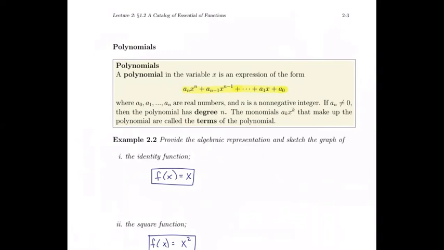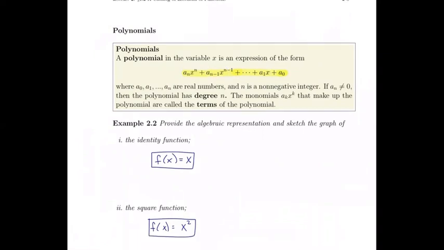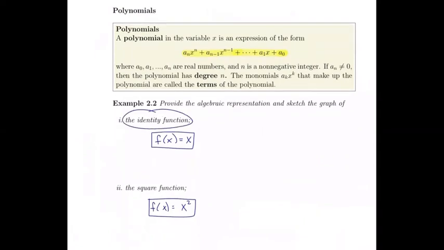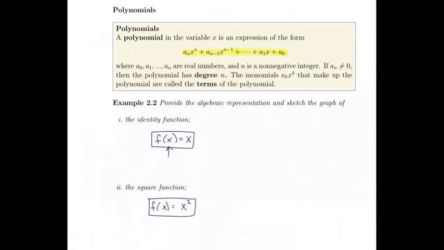And each of these elements along the way are called terms of the polynomial, or terms of the expression in general. So provide the algebraic representation and sketch the graph of each of the following. The identity function, well, remember this is one of our favorite functions, f of x. You give the computer x, it just gives you back x. It essentially identifies it. You give it 2, it gives you back 2, right?